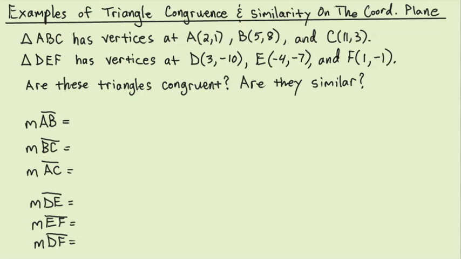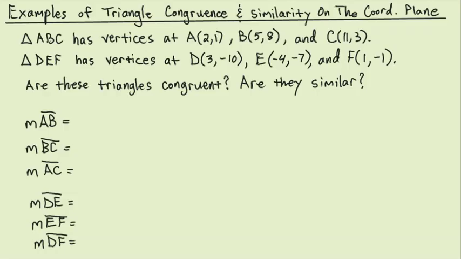All right, in this video, we're going to do some examples of determining whether two triangles on the coordinate plane are congruent or similar with one another. So here's our first example. We have triangle ABC and we have triangle DEF.